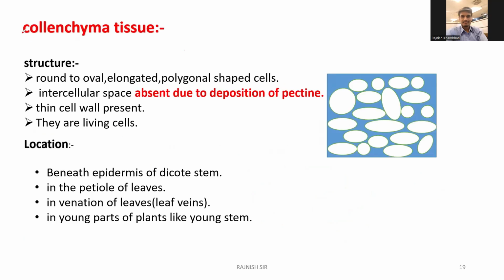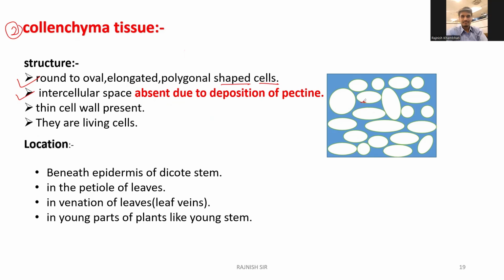A second type of simple tissue is collenchyma. Now, collenchyma is also the same as parenchyma. Let's see the difference. They have round to oval, elongated, polygonal shaped cells, so the shape is almost the same as parenchyma. They are devoid of intercellular space, or the space is absent.